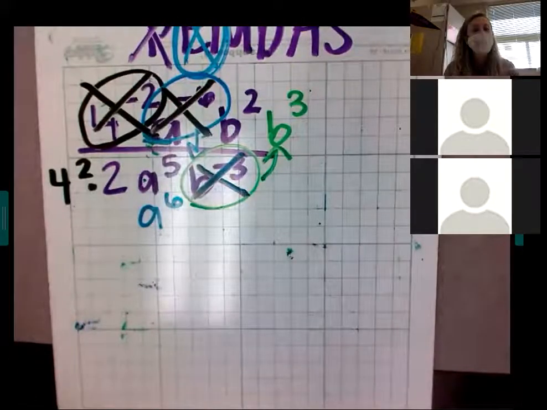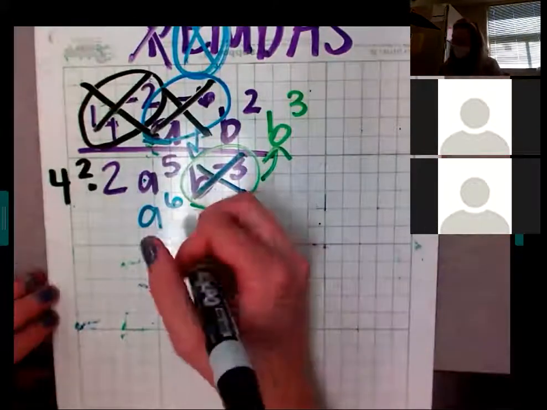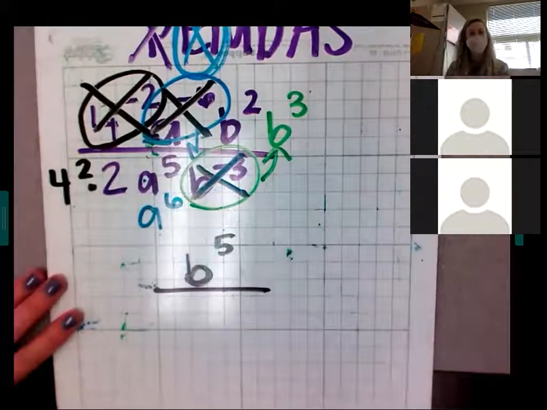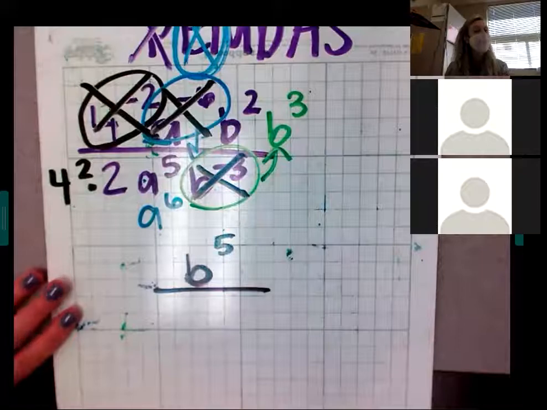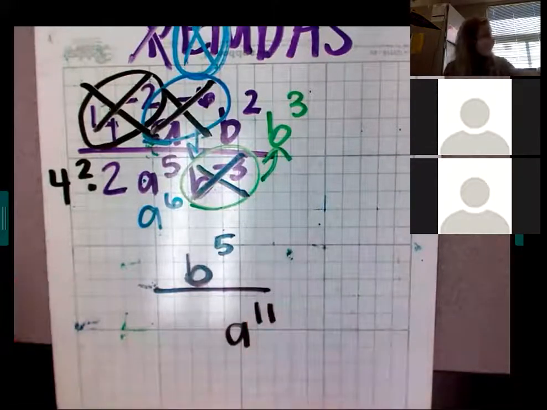In the top, how many b's do I have? 5. Be careful. Don't multiply and put them together. So 2 and 3 makes 5. Very good. So b to the 5th over. Let's talk about the bottom. How many a's are in the bottom? 11 a's. Curtis, I'm doing good so far, right?